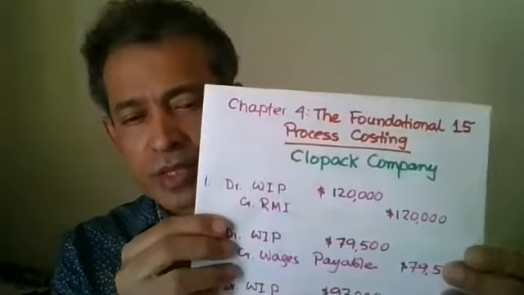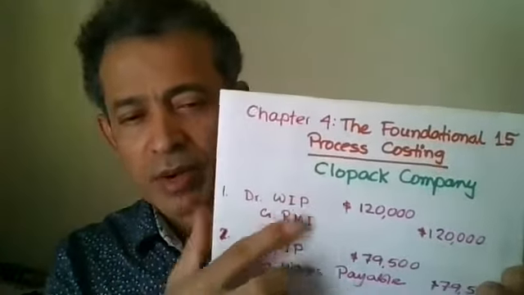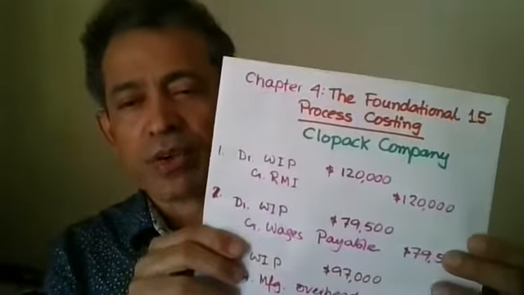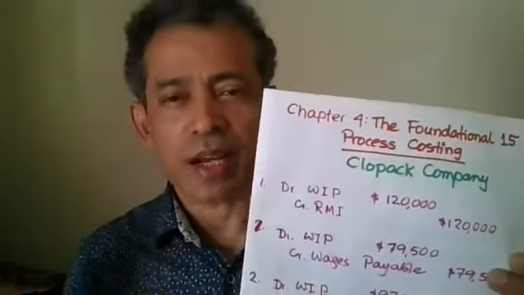All right, so requirement number one is, what is the journal entry to record the use of materials? So what happens when materials are used? We debit work in process, because all the resources absorbed in the process are accumulated in work in process. So your first entry is debit work in process. You can add WIP, work in process inventory, $120,000, and credit raw materials inventory, because they come from raw materials.